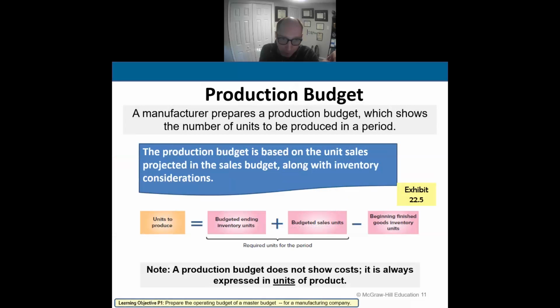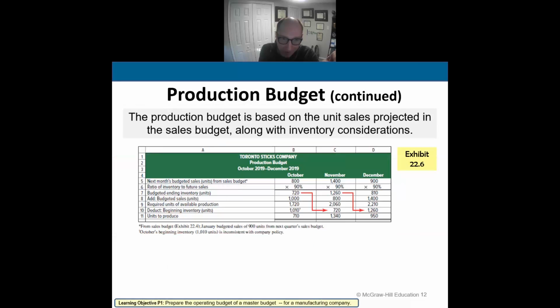Oh, sorry, broke it. Okay, here we go. This is what the production budget looks like. It gets a little confusing from here, so I'm going to try to explain this the best I can. Every month, we budget out our production based off of the expected units to sell for that month.